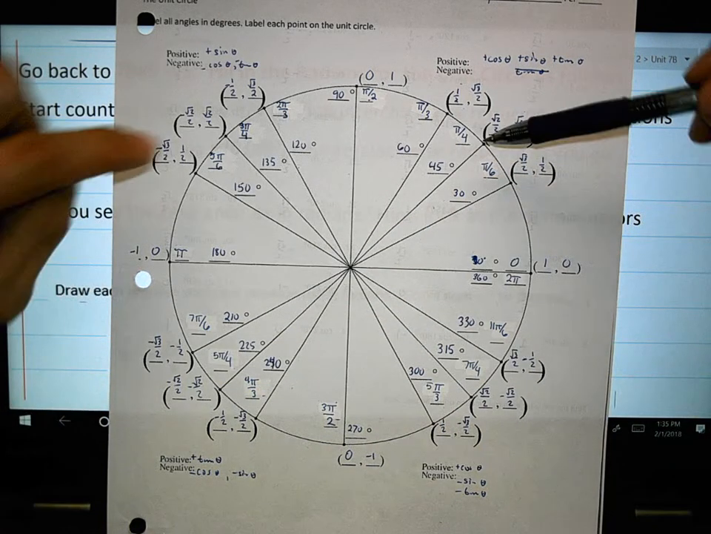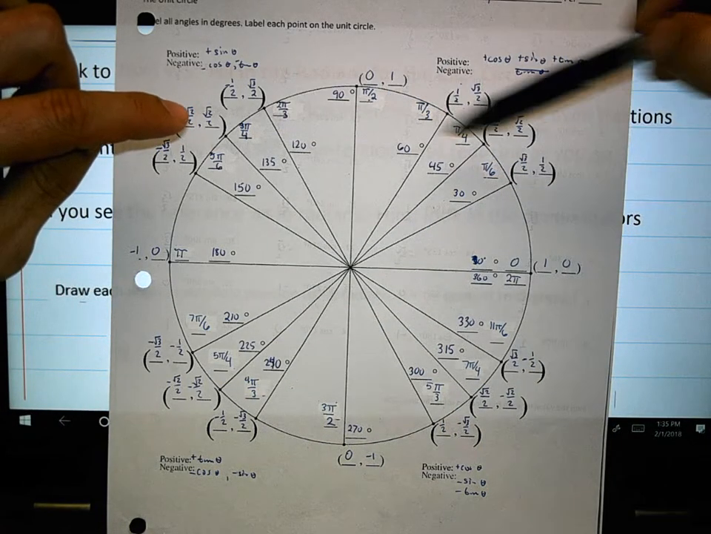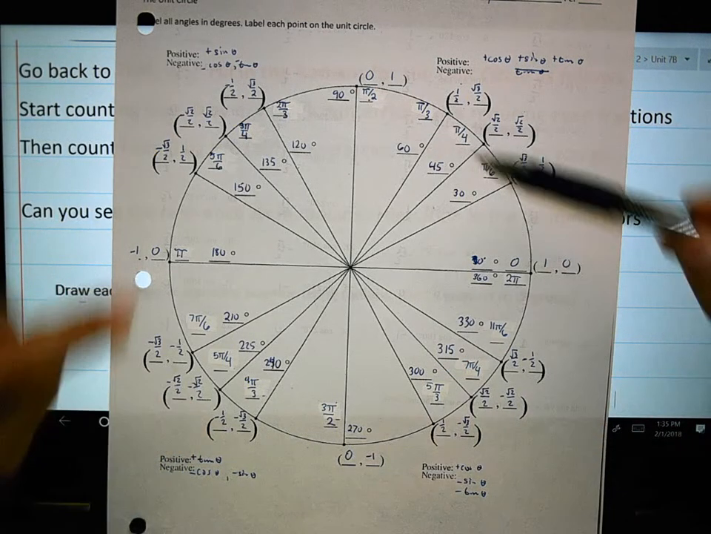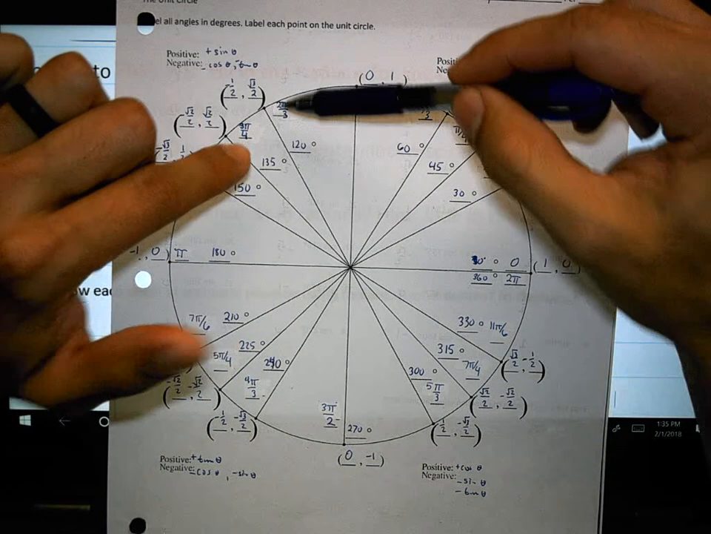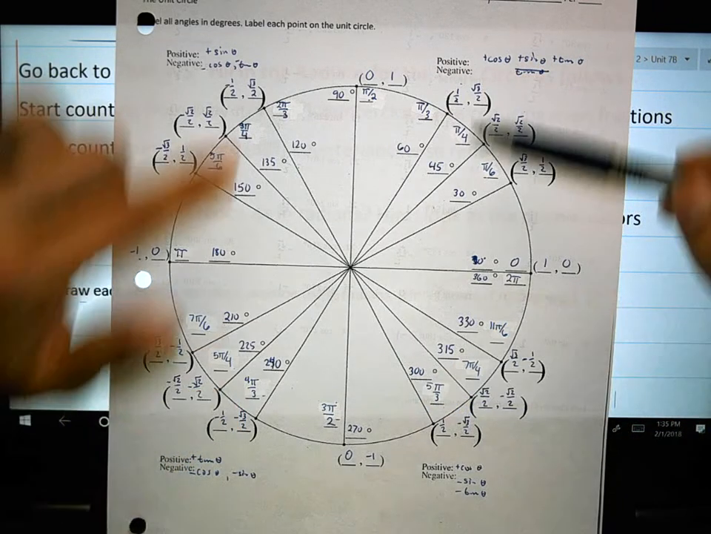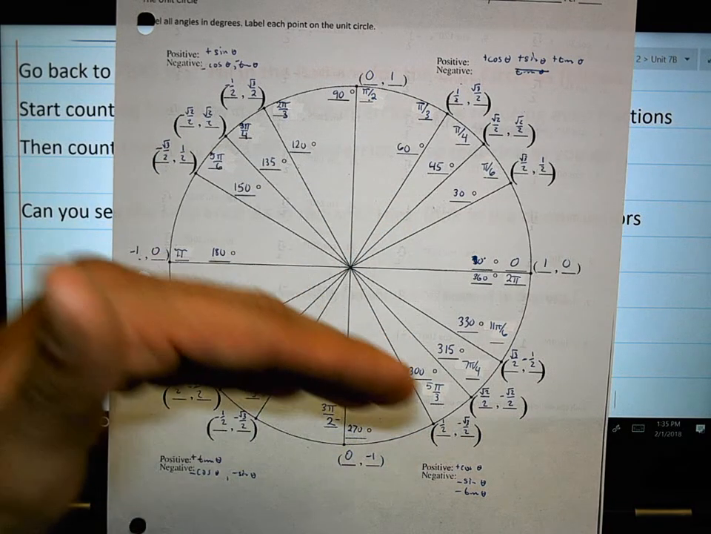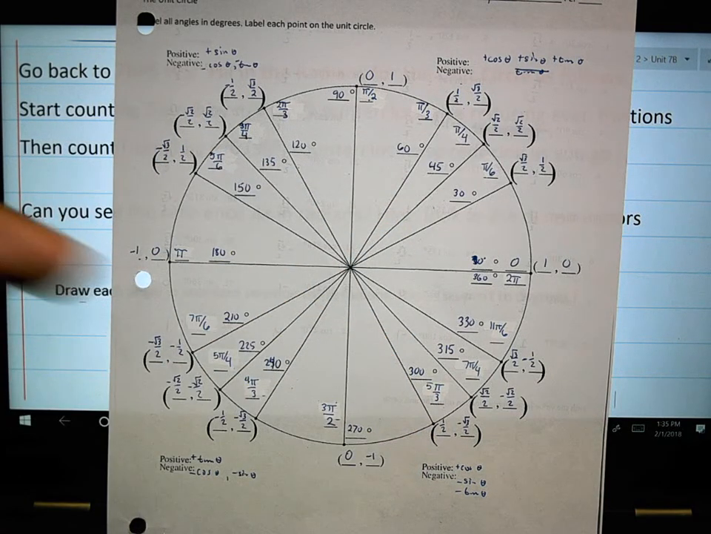Only the ones that have pi over 4's have these x's and y's. Only the ones that have the pi over 3's have these x's and y's. So what I like about radians is it's easier for me to tell what the reference angle is with radians than it is for degrees, personally.